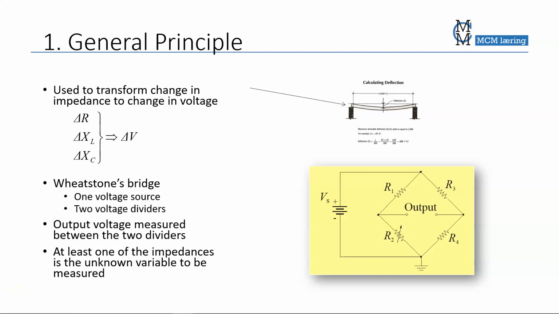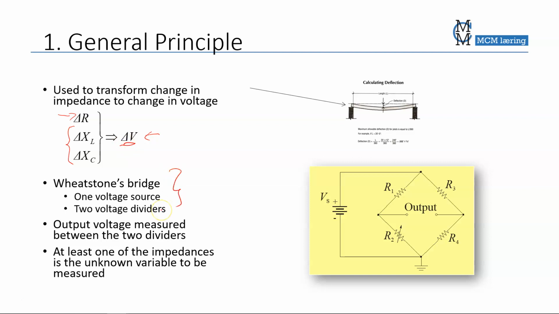The second film about the deflection bridges and converting from change in resistance to change in voltage. So with the last film we looked at how it changed resistance to a change in voltage. But it can of course also be used for capacitors and inductors, where you have a change in impedance or capacitive or inductive reactance into a change in the voltage.